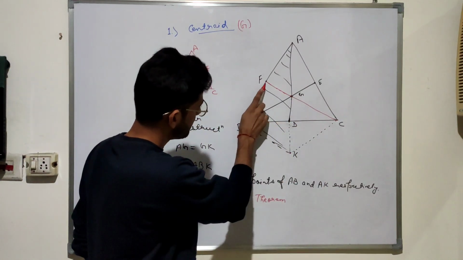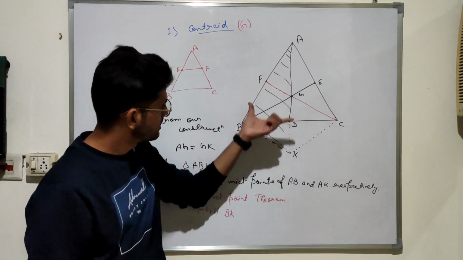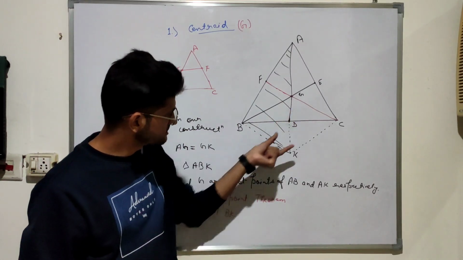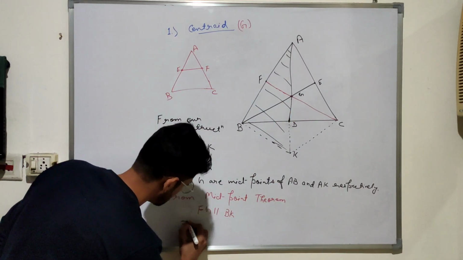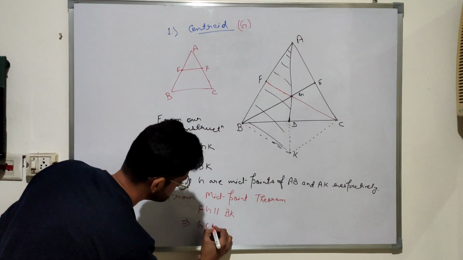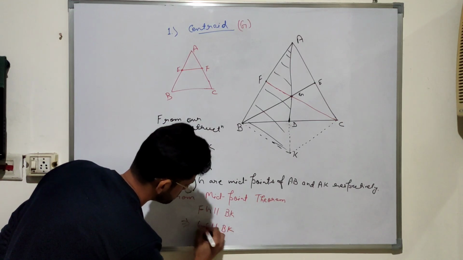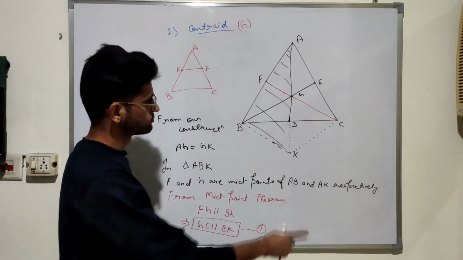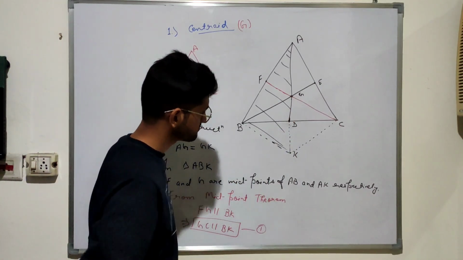It means that if FG is parallel to BK, then FC is parallel to BK. Similarly, we can say that GC is parallel to BK. This is equation number 1. So basically GC is parallel to BK.